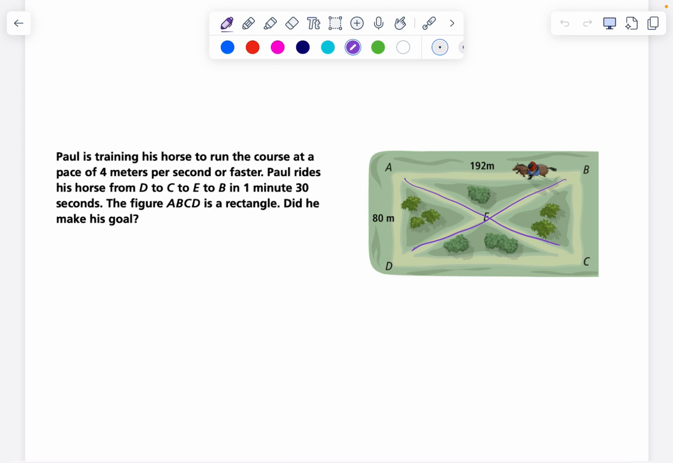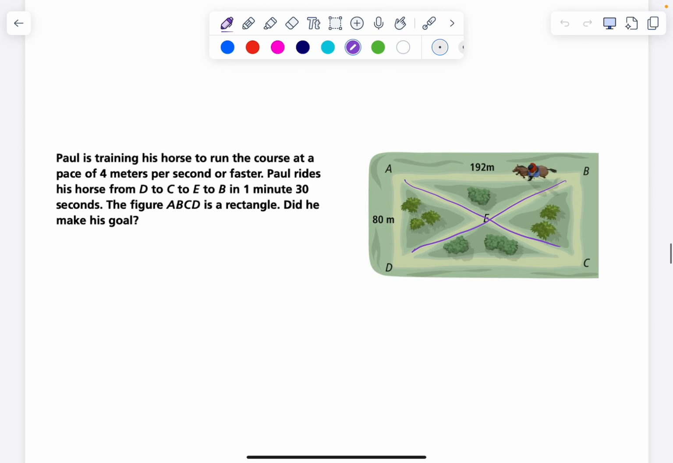AB is what? Yeah, so what do we call that? Opposite sides are congruent. So we can copy 192 here and 80 here.